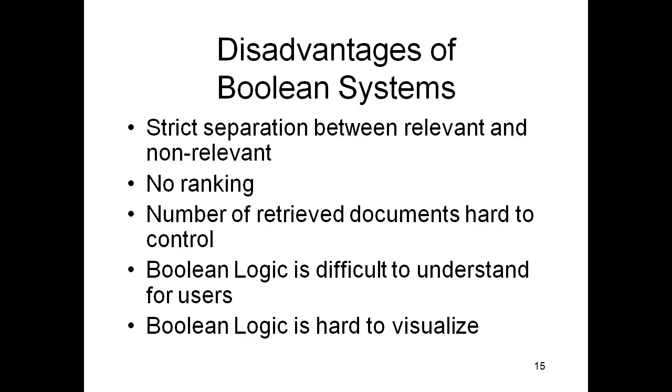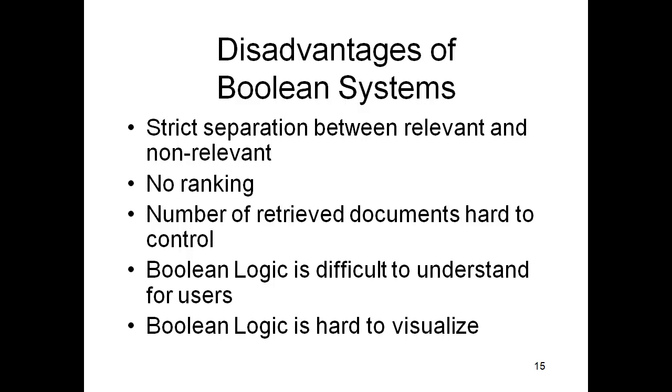Then the number of retrieved documents can be hard to control. Using OR, I can have a way too large number of documents, and if I use AND, I can easily have 0, if there is no intersection. So it's difficult to really manage to find a reasonable number.